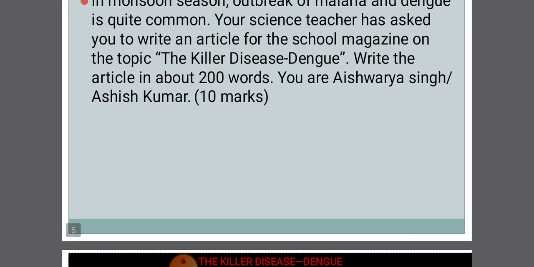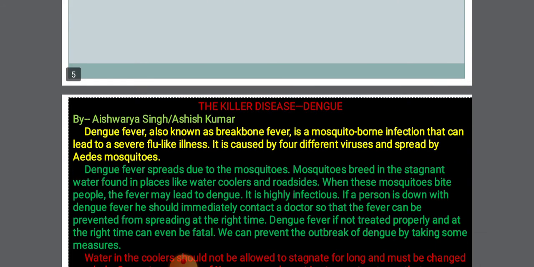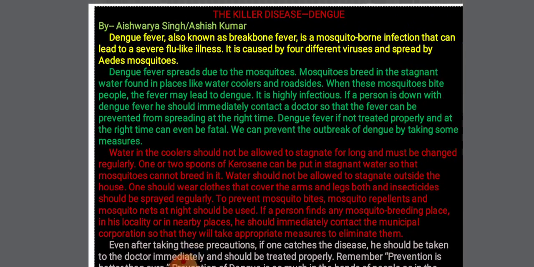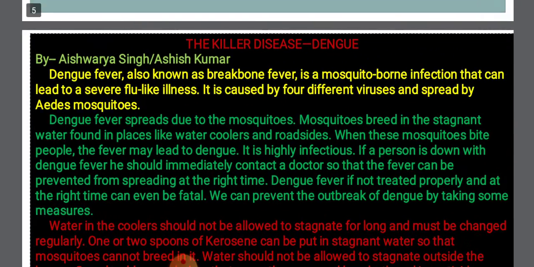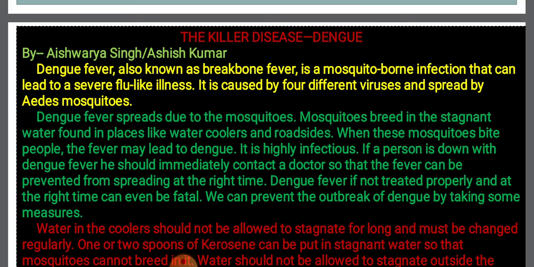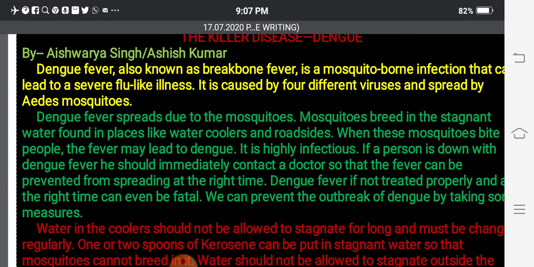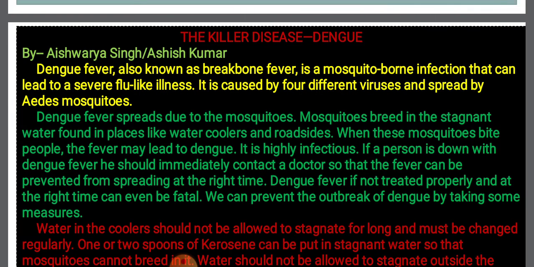Now we'll see, 10 marks are actually allotted for this in your exam. So one write-up I have tried to prepare here will help you. First I have given the title, the killer disease dengue. Then the byline, by English-Xii or Ashish Kumar. This is optional for you; you can use it. Now the introduction part.